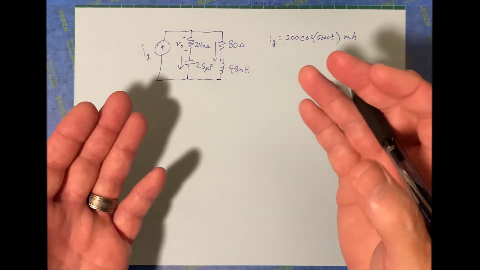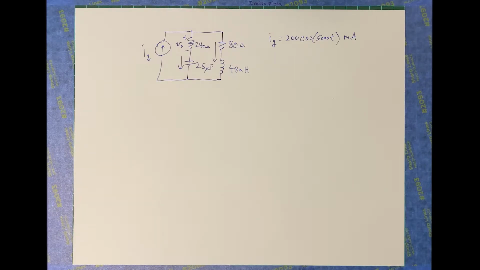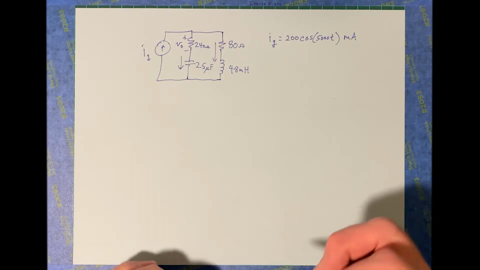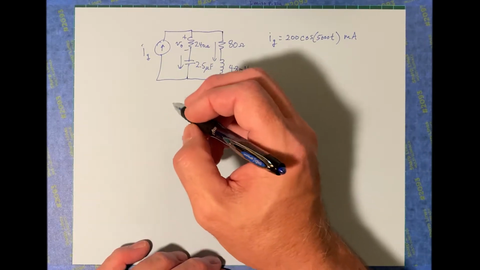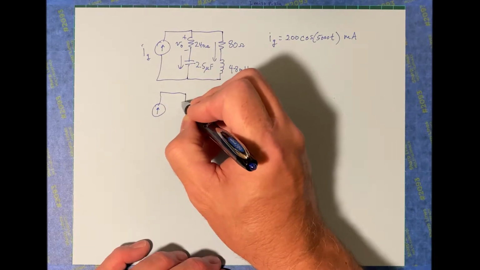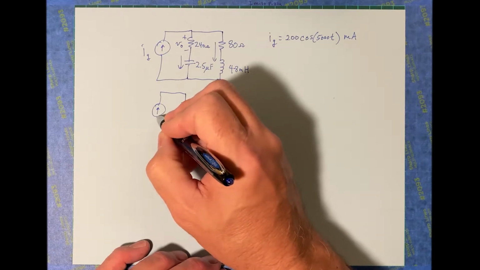Okay, well, if that's the way you would do it in the time domain for a non-sinusoidal source, then that's the way you would do it in the frequency domain for a sinusoidal source. But one of the first things you have to do is transform from the time domain into the frequency domain. So let's do that first. The circuit itself looks the same. The components have different values, though.